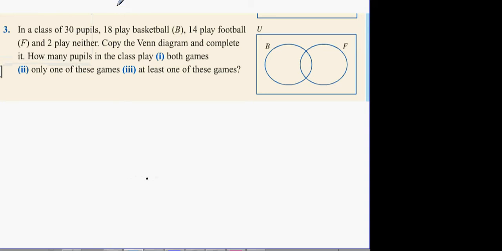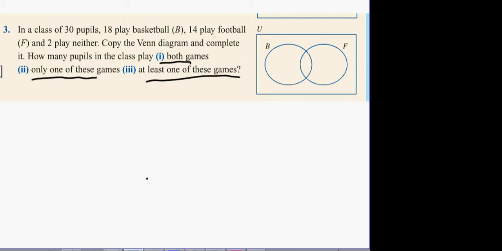Now, in a class of 30 pupils, 18 play basketball, 14 play football, and 2 play neither. Copy the Venn diagram and complete it. Then answer the following questions. How many in the class play both games, only one of these games, and at least one of these games?